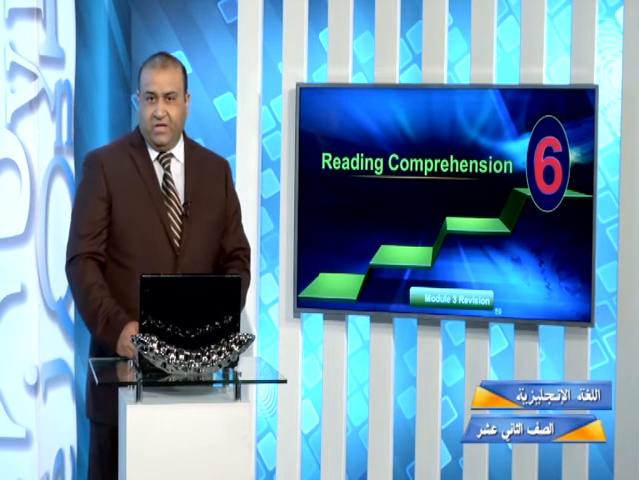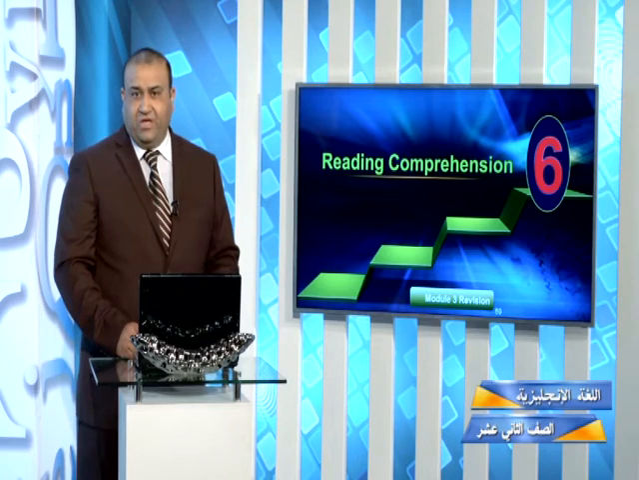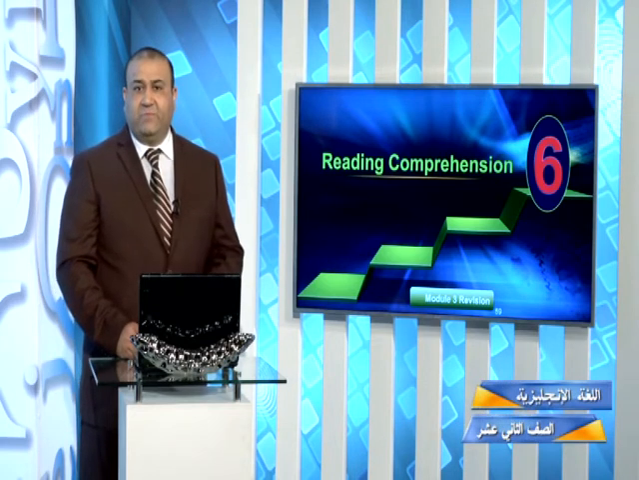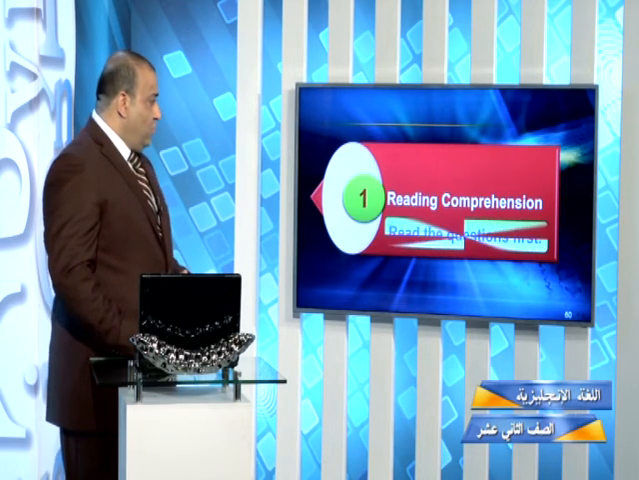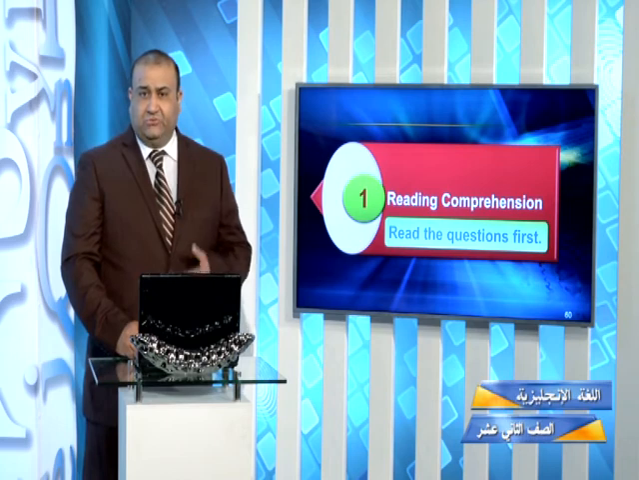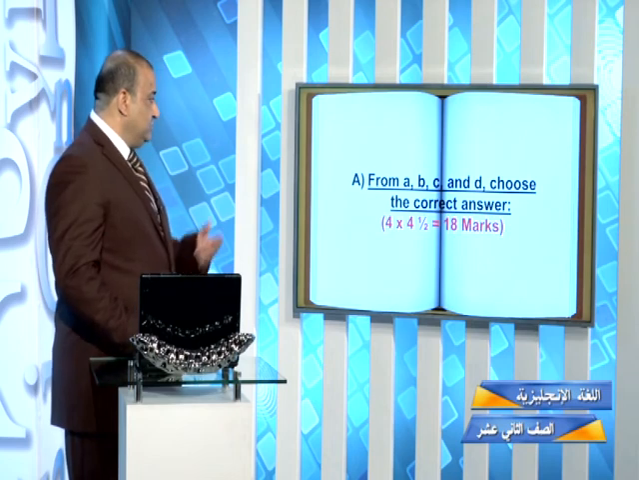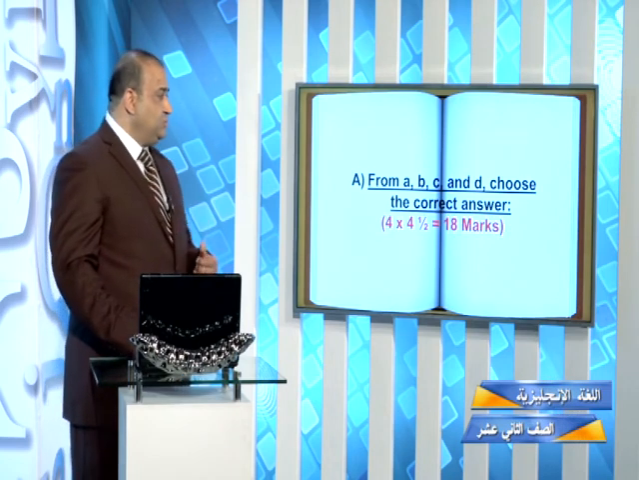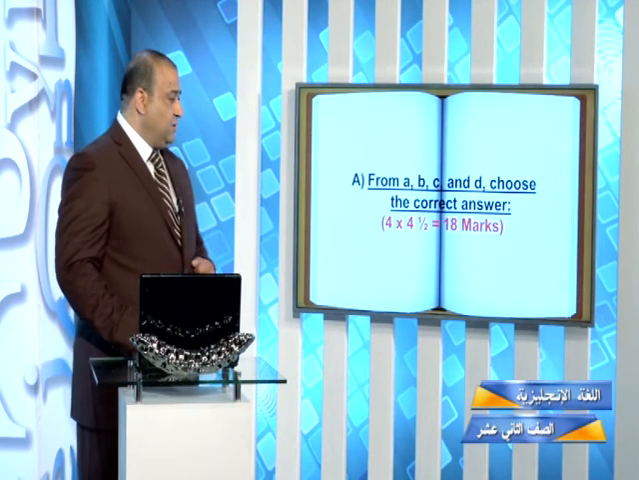After composition, let's move now to reading comprehension. In reading comprehension, you will get a long passage consisting of, let's say, 350 to 400 words. Why? Because it includes a summary-making question. Now, in the reading comprehension, we always advise our learners to read the questions first. So let's have a look at the questions. The first one is, from A, B, C, and D, choose the correct answer. You have 4 items. Every item is allotted 4.5 marks. So the first task is allotted 18 marks.